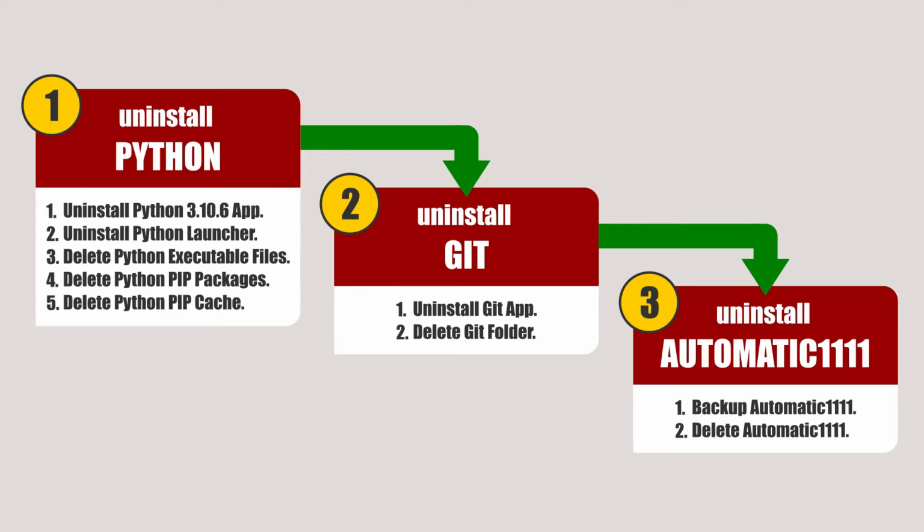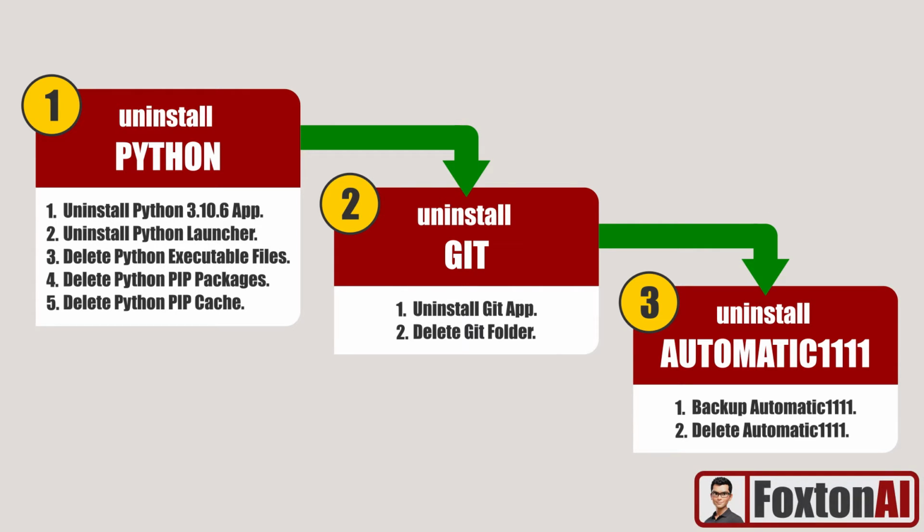On the screen you can see an overview of the end-to-end uninstall process and steps that I'll be walking you through. I'll be completely uninstalling Python, Git and then Automatic1111 from my local Windows PC. If you're only interested in a specific part, then I've left the timestamps for each step in the description below so you can jump straight to that part of the video. So let's crack on.